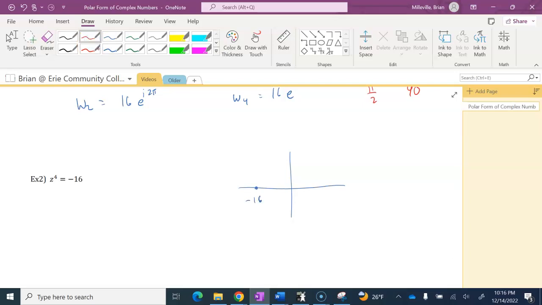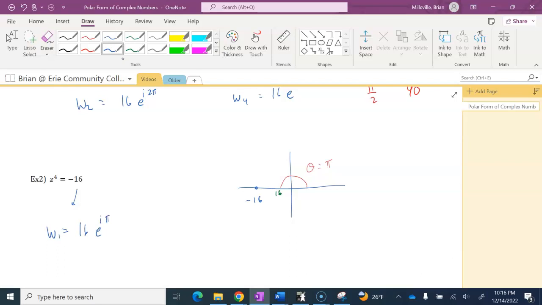Well, what would our angle be? Our angle theta would be, in this case, pi. So we're thinking about this in the format z to the fourth equals w, but we're going to express the number negative 16 as the radial length, which is 16 units from 0, so that's going to be 16, and then e to the i times theta, which is pi.